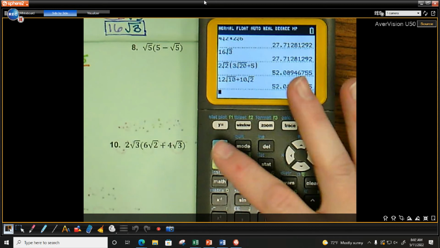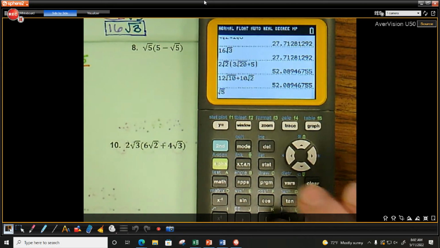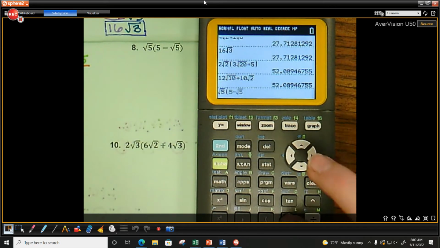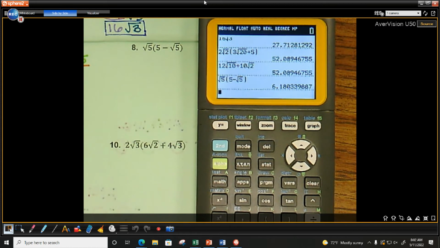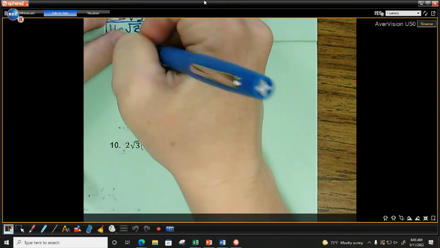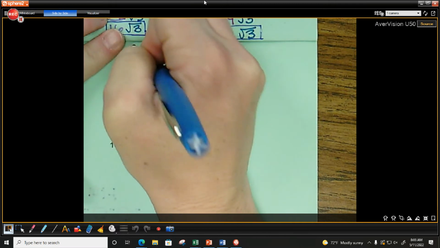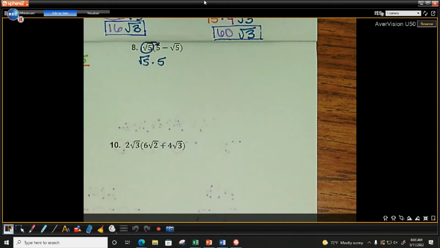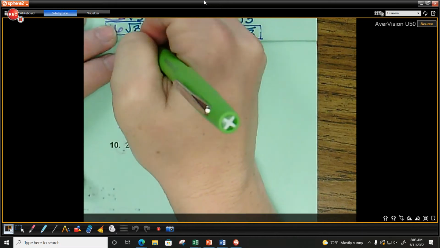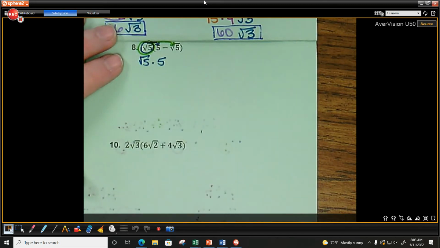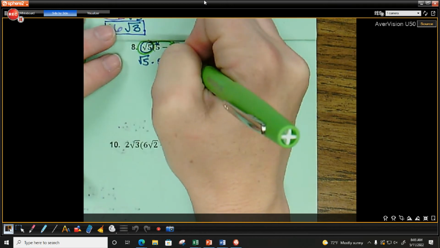Type it in your calculator first. Yucky decimal. So I'm going to distribute my root 5 to my 5. So that's root 5 times 5. Is the answer for the calculator 6.18? And then root 5 times negative root 5. What's a positive times a negative? Negative. So this is going to be negative root 5 times root 5.